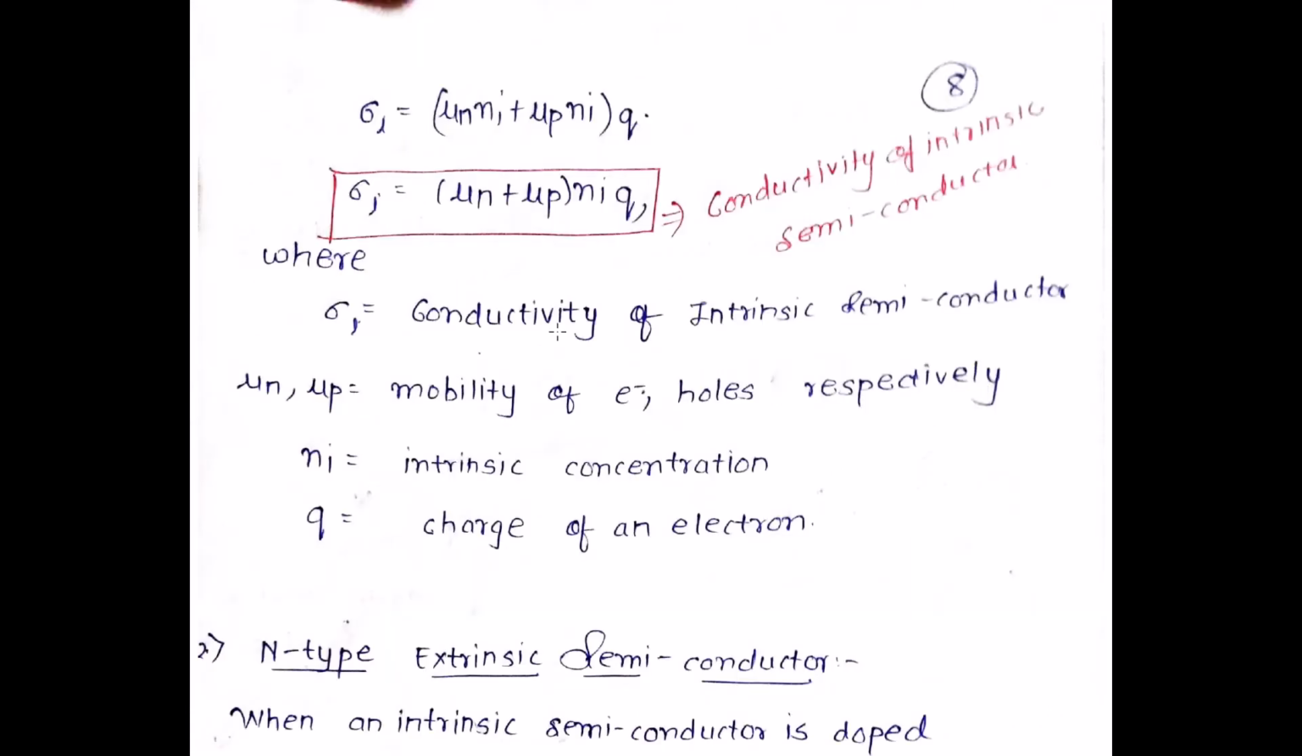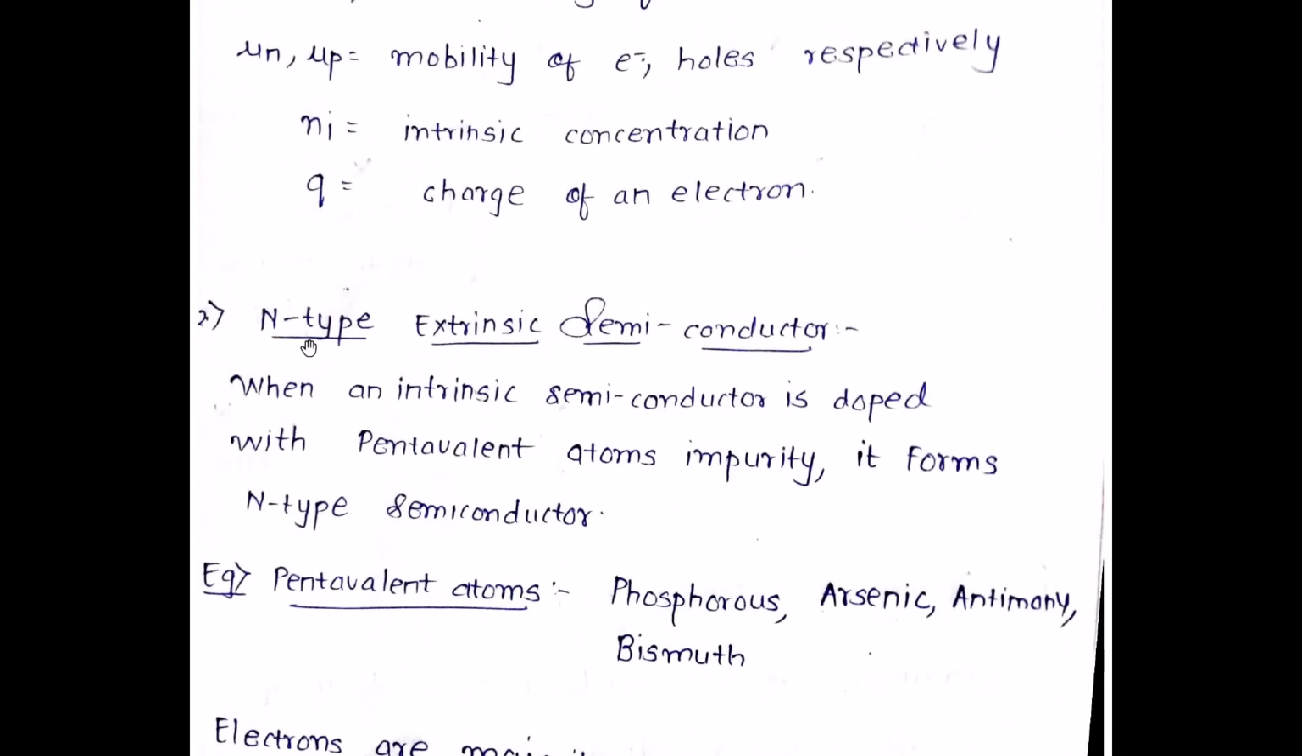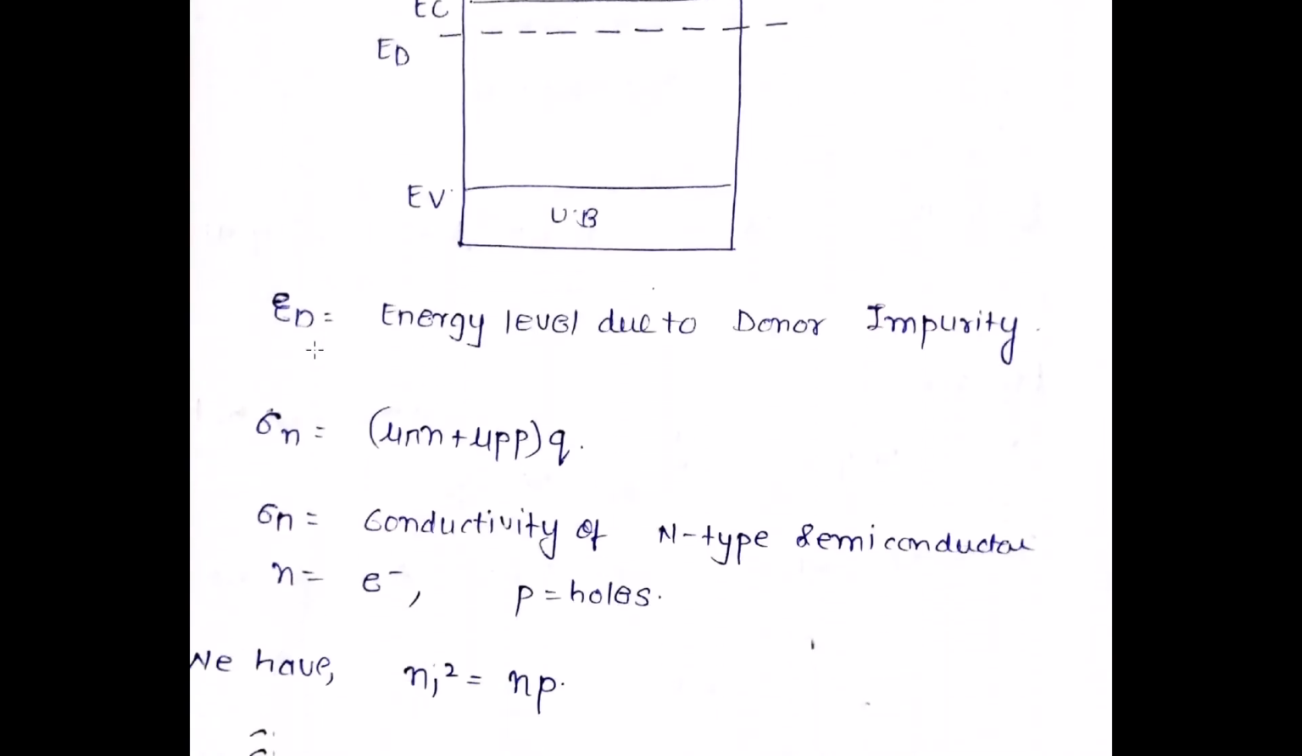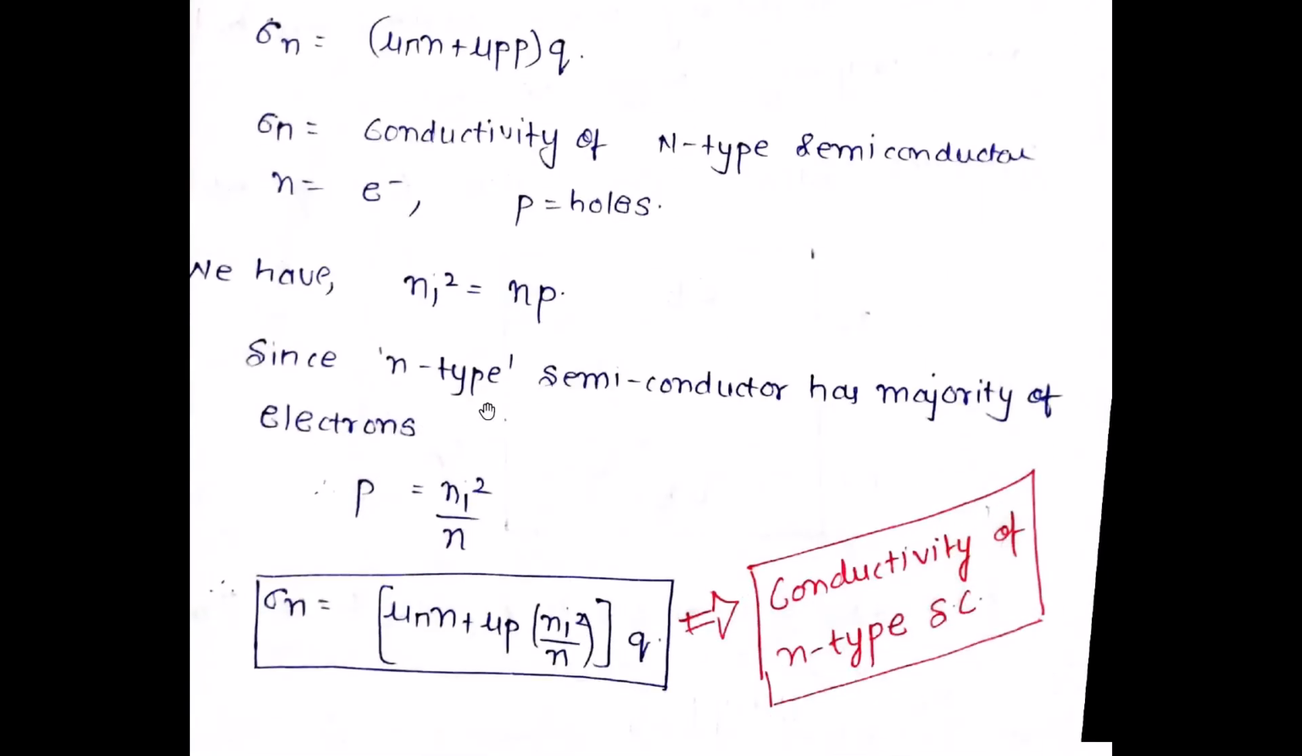Since we are talking about an extrinsic n type semiconductor, we have p which can be given as ni square by n, because we have to write terms in terms of n, right? It's an n type semiconductor. Hence we have sigma n is equal to mu n into n plus mu p into p, where p is given as ni square by n, the whole into q. This is the conductivity equation of an n type semiconductor.